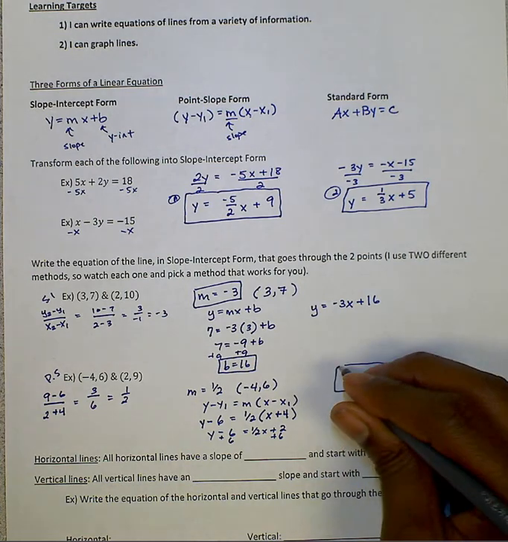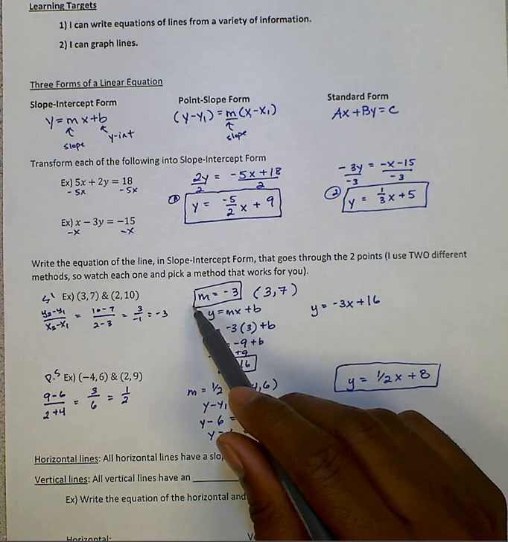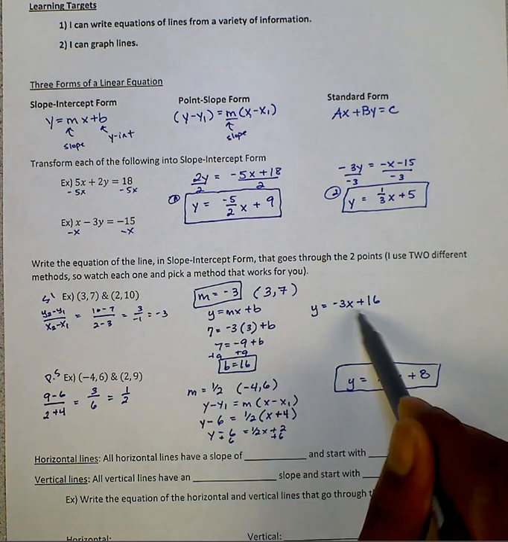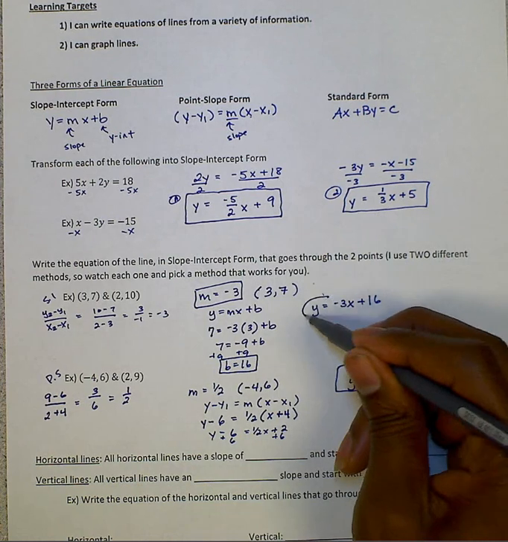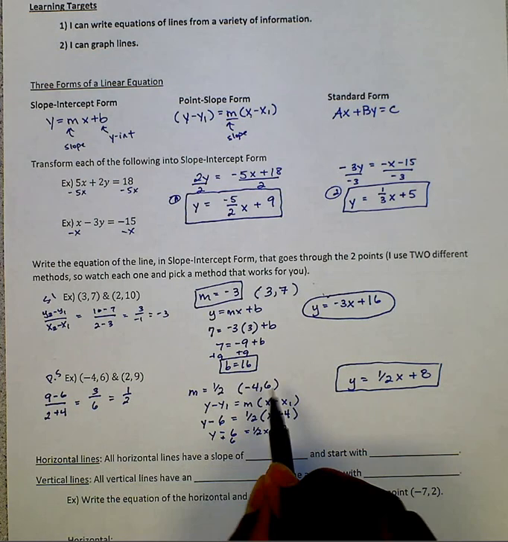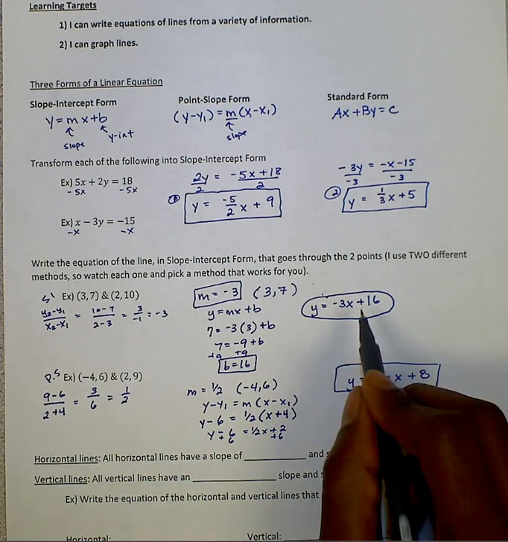So the two ways that you can make an equation from 2 points are: finding the slope and using slope-intercept form to solve for b and plug it in here, or find the slope and then use point-slope form and solve for y. Okay, either way, those both get into slope-intercept form.